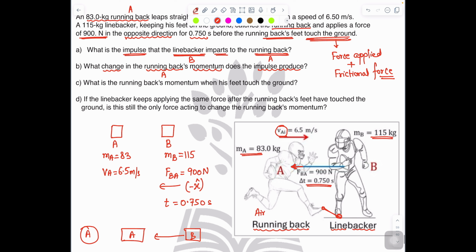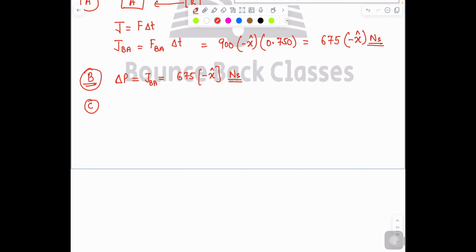Okay, C. This is interesting. What is the running back's momentum? Okay, focus. It is not asking about the change in momentum. It is asking about the momentum when his feet touch the ground. What does it mean? We need to understand, there are two types of momentum: P initial and P final. When he touches the ground, it should be M V_F, and when he is in the air, it should be M V initial. You understand this? Yes or no?